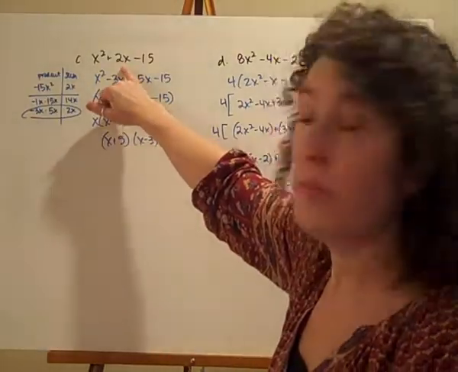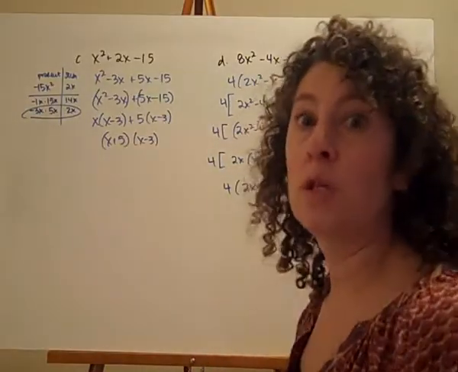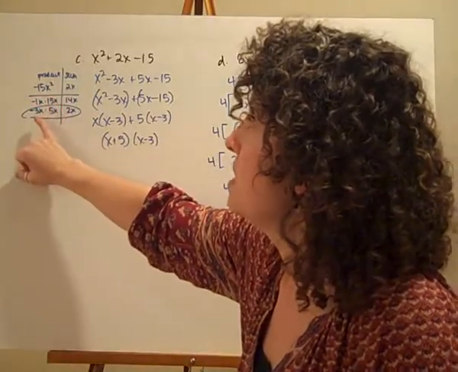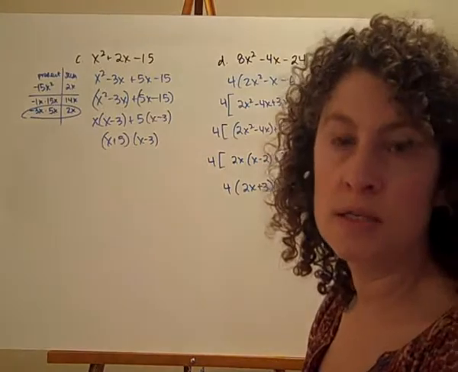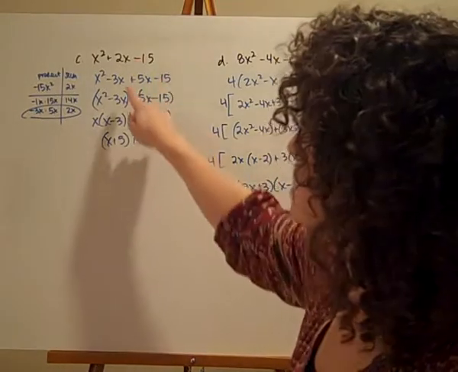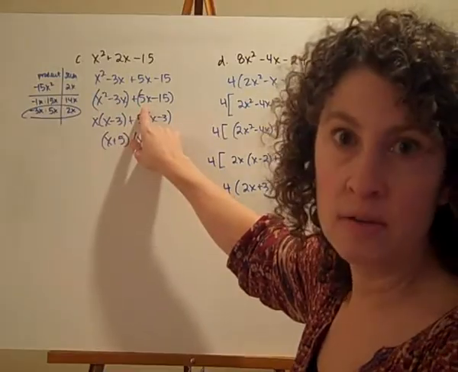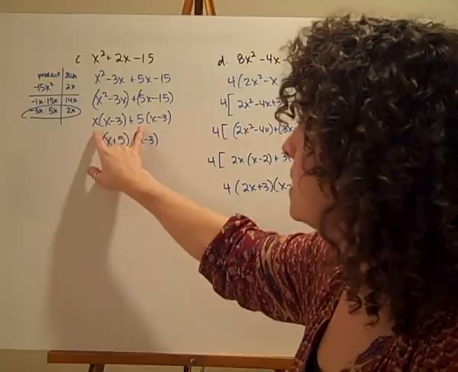However, I want a sum of positive 2x. So that means the positive factor needs to be the larger of the two. So I'm going to do negative 1x times 15x and negative 3x times 5x. And the second combination gives me a sum of 2x. So I'm going to split these up. I put the negative 3x in this first set, so I didn't have to worry about the negative hanging around in this parentheses here. Break those up, take out some common factors.